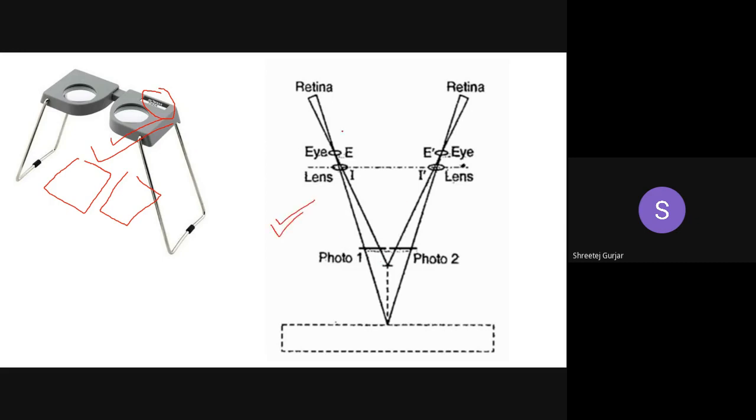Okay, so the working diagram is seen over here. On the right hand side, you can see this is the retina, wherein the image is formed. This is your eye, this is the lens of your eye, and this is the magnifying lens. These are lens 1 and lens 2, or L and L dash. Similarly, on the other side you have your eye lens, that is E dash, and this is the retina where the image is formed. One photograph is placed over here, and the second photograph is placed on the other side.